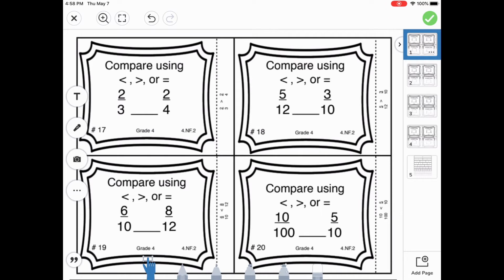So let's take a look at this first problem. Our first problem asks us to compare if 2/3 or 2/4 is greater, or if the two fractions are equal to one another. The first strategy that you could do is you could rewrite these two fractions as equivalent fractions that have the same denominator.